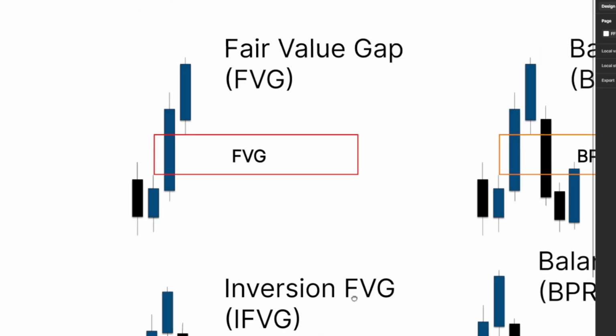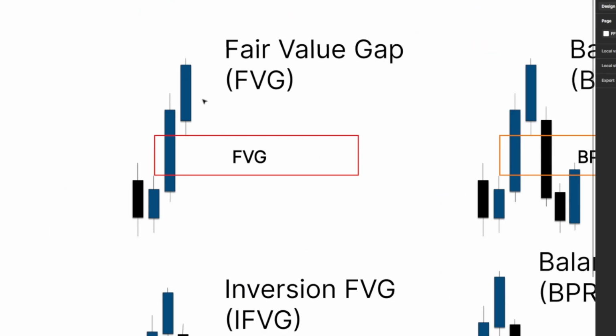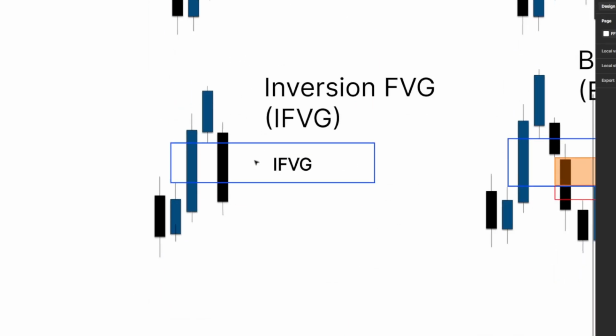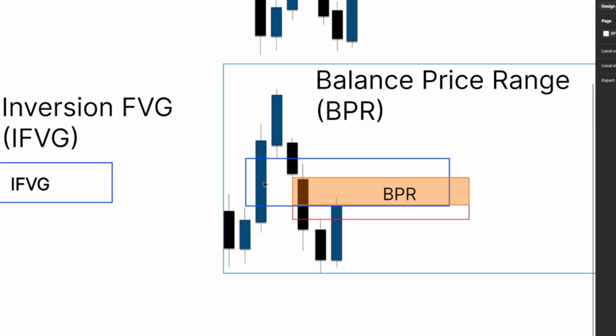So instead of just a simple, oh, we have a PD array here, we want to see it move, respect for higher if we do retrace, or if we invert this, if it comes back higher, we want to see it respect for lower. We have two PD arrays now. We have the bearish inversion as well as the bearish fair value gap.